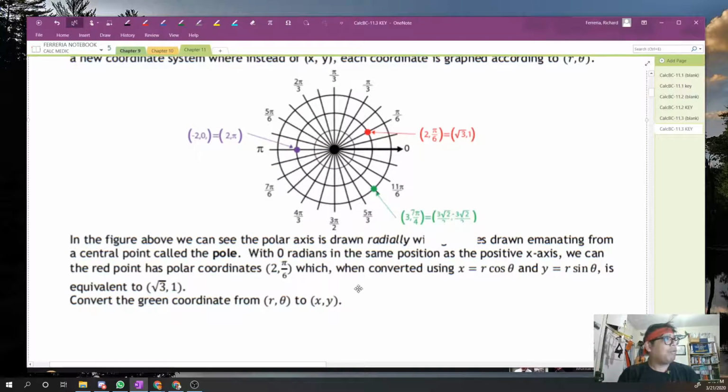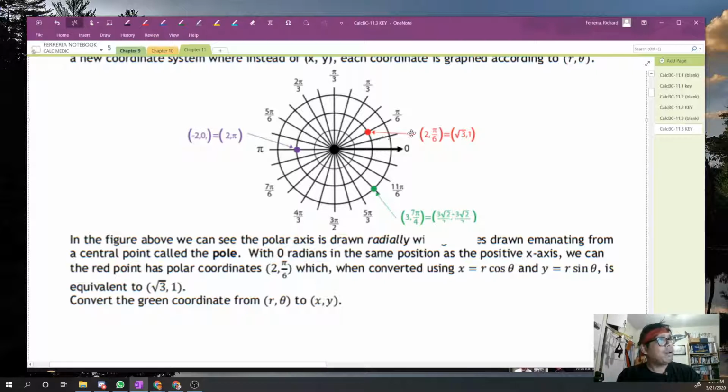So in the figure above, we've got the polar axis drawn radially, with radii drawn emanating from a central point called the pole. So that is the pole right in the middle. You may want to think about that. That looks a lot like the graph of what you would see on the North Pole, where all of the lines of latitude are meeting, converging at that central spot right at the North Pole. Same thing happens at the South Pole. That's probably why we would call it the pole, don't you think?